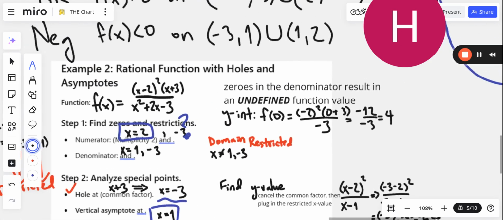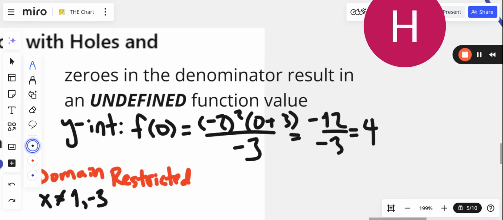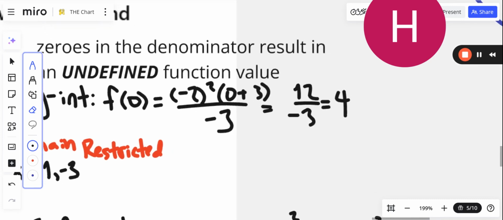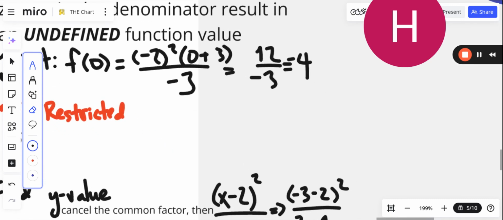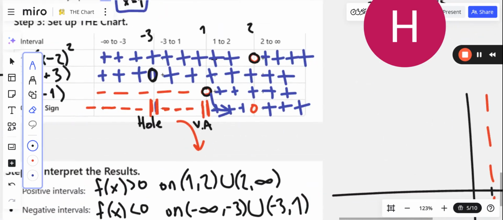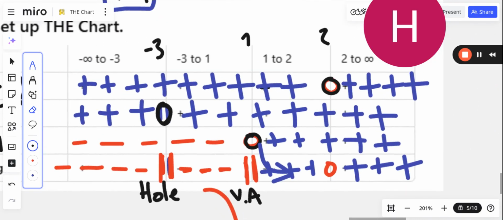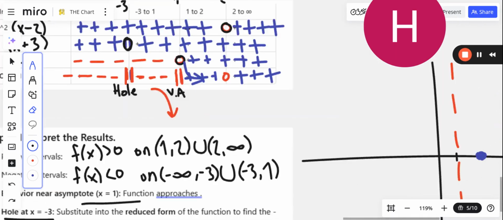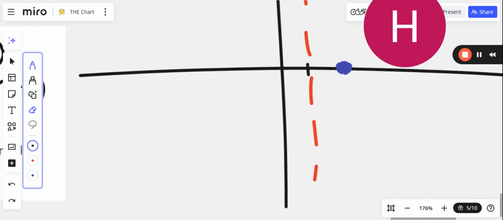Let's see if this is reasonable here. Oh, sorry. This would give us negative 4, because we have a positive 4 times 3. And that matches our chart, right? Our chart says that from negative 3 to 1 should be negative. So, yeah. Makes sense that we have this y-intercept at negative 4.